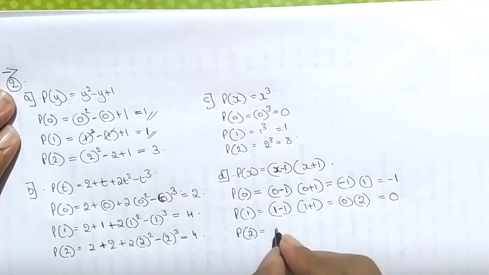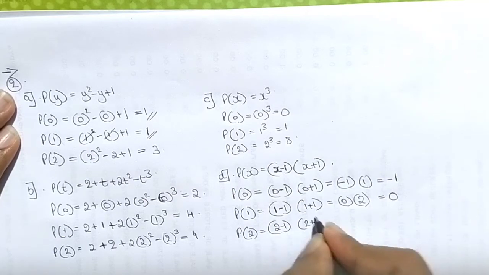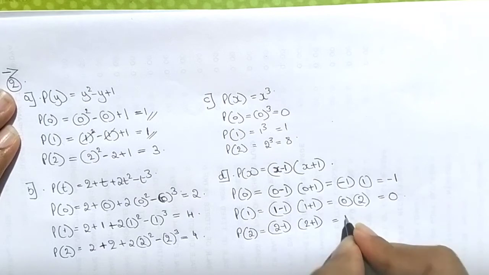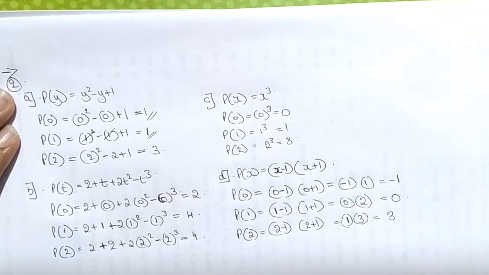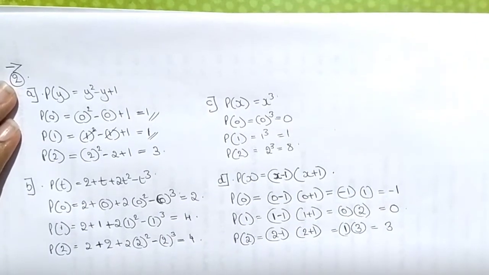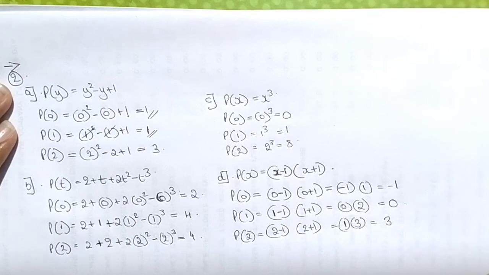P of 2: 2 minus 1, 2 plus 1. 2 minus 1 is 1, 2 plus 1 is 3, 1 into 3 is 3. Yeah, this is simple. Oh my bad, I wrote it in a cross way. It's okay.